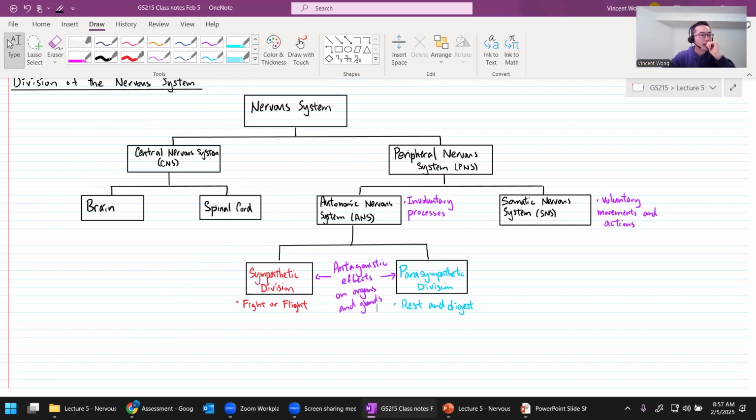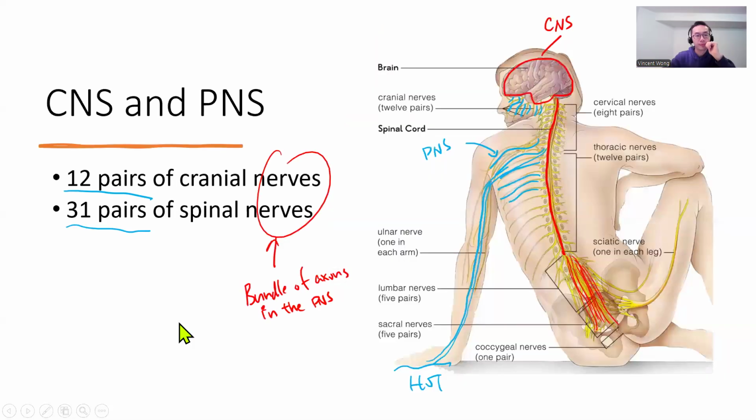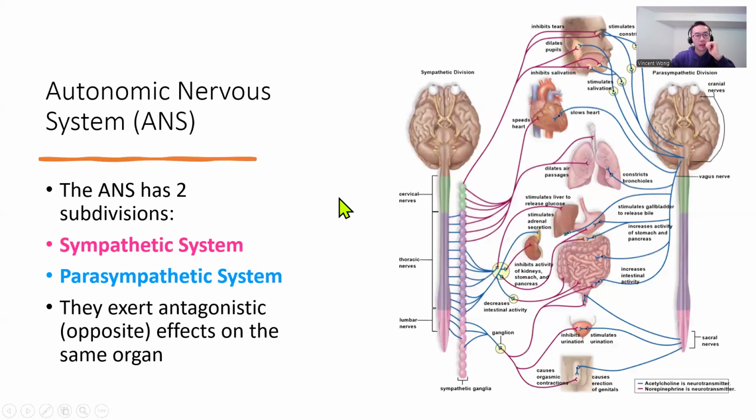All right. Let's take a look at this. So that's what I was trying to tell you. The ANS, the autonomic nervous system, has two subdivisions and they exert opposite, antagonistic effects on the same organ. So you can read about it and see the opposite effects. Another one here is like this.